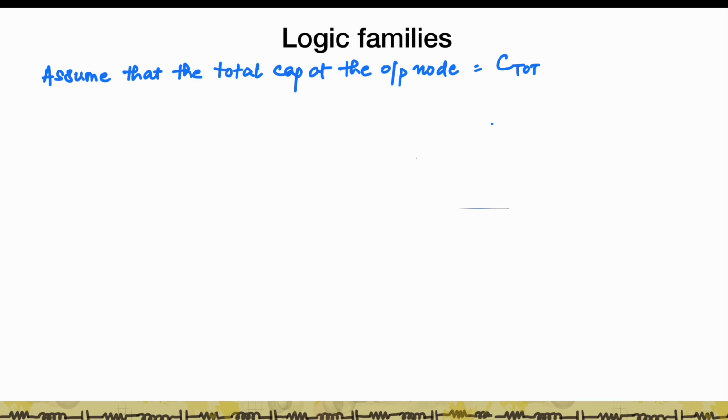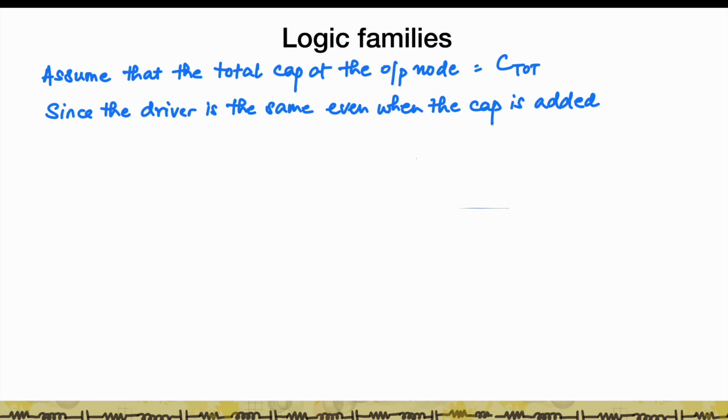Now for the second question, we're asked to find the capacitance at the output node. Let's assume the total capacitance at the output node is some C total. I was told that I added another capacitance to this node. When I added it, the net C load changed, but the driving capability of the transistors did not. When I added 0.5 pF, my delay went up by 40%. In other words, this total capacitance works out to be 40% more than what it was. So 0.5 is adding 40% more to this total.